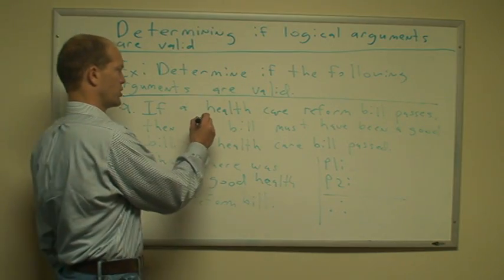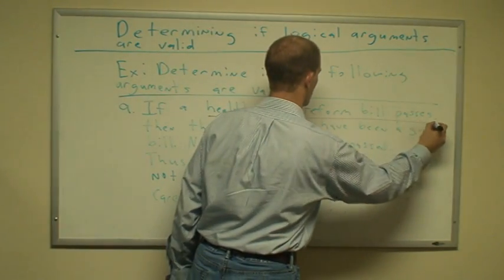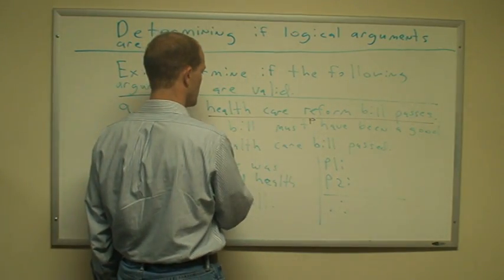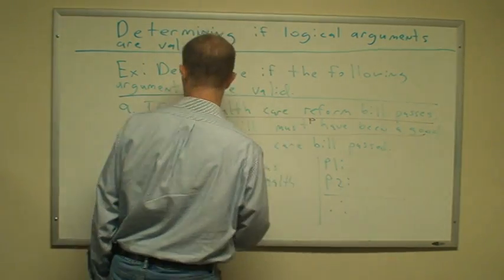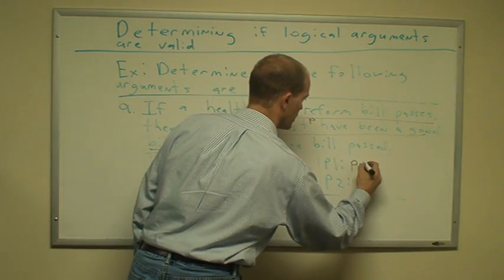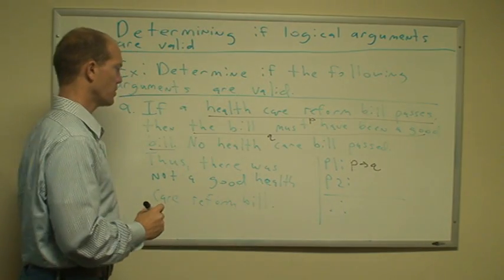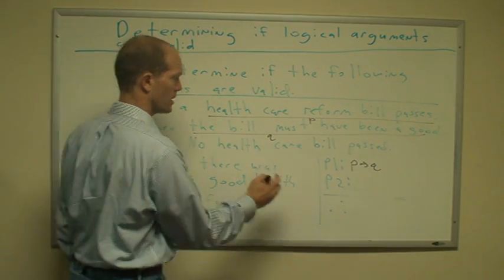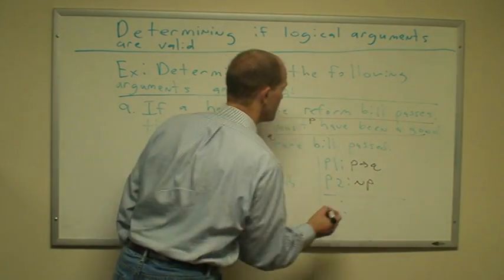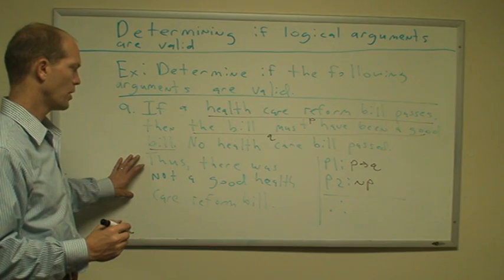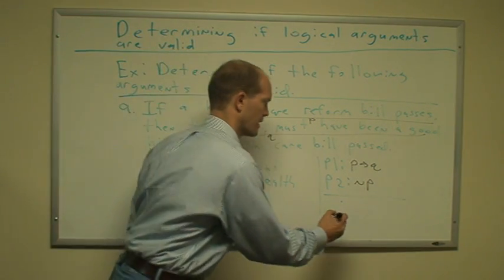If I look at this, I can choose P to be a healthcare reform bill passes, and Q to be the bill must have been a good bill. So premise 1 is if P then Q. Premise 2, no healthcare bill passed, is not P, the negation of P. The conclusion, thus there was no good healthcare reform bill, should be not Q.